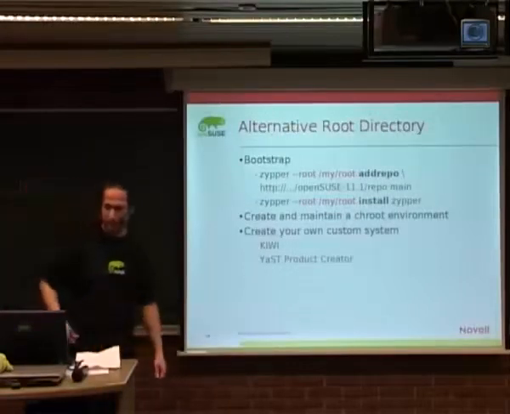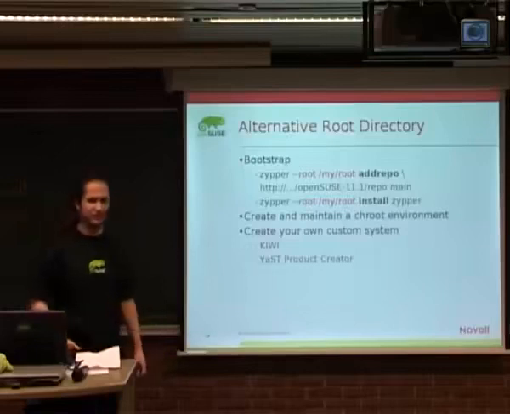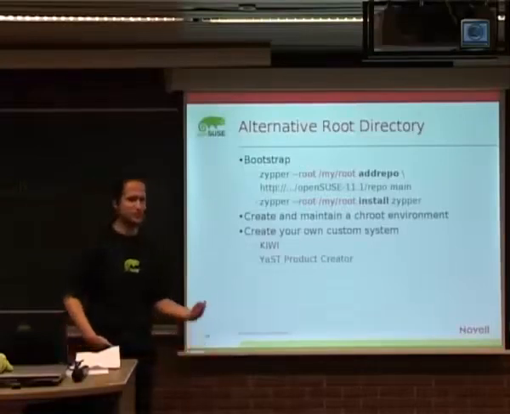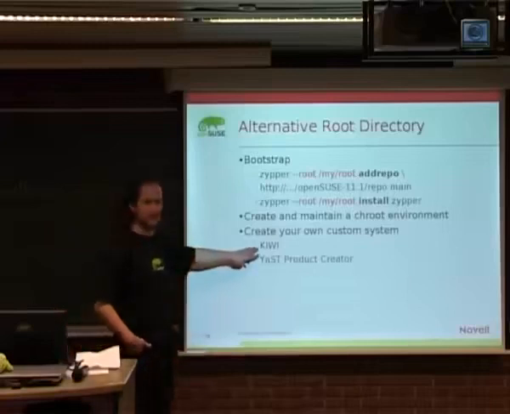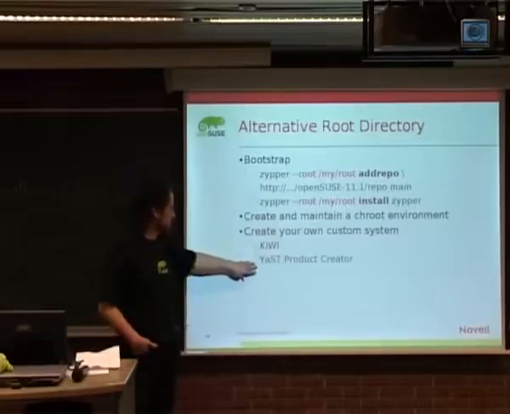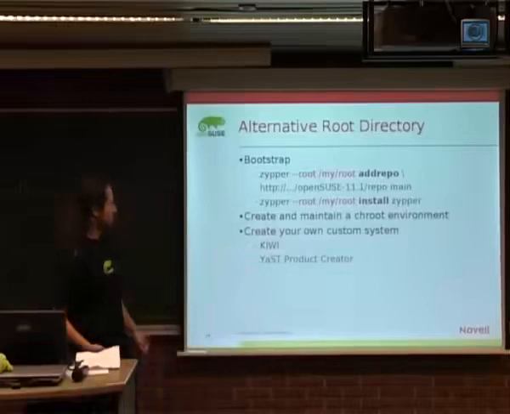You can tell Zypper to use an alternative root directory. This can be handy for creating a change root environment or for building your own appliance. Actually, Kiwi at least was using it in order to do this. I'm not sure if it still does. Just product creator as well.